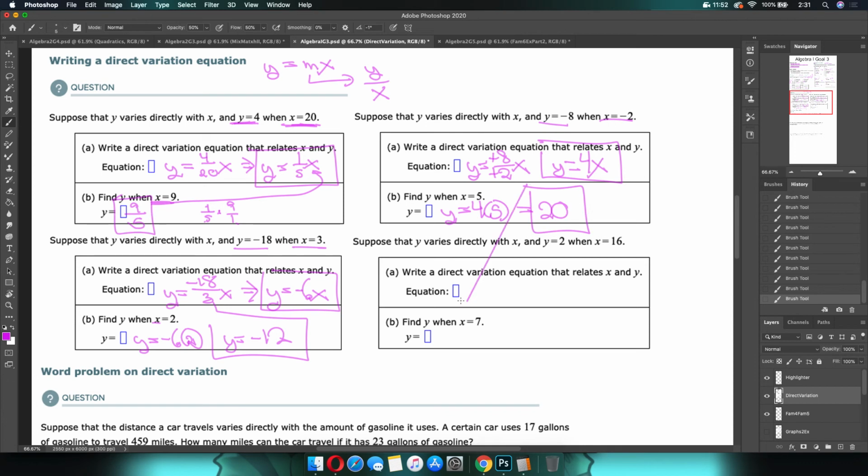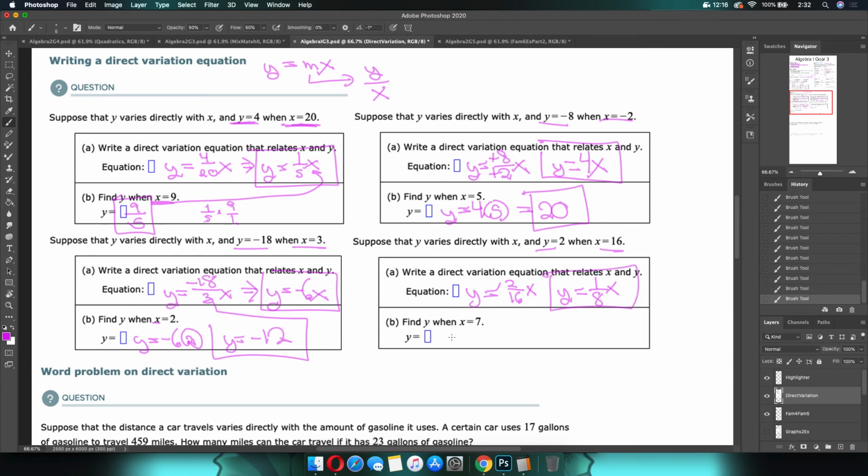Last one. Oh, computer. Let's see here. y equals, what's our y, what's our x? So it's going to be 2 over 16x. We can do that. That can be reduced because both of those are even numbers. So divide by 2, y equals 1/8 x. All right, not so bad.